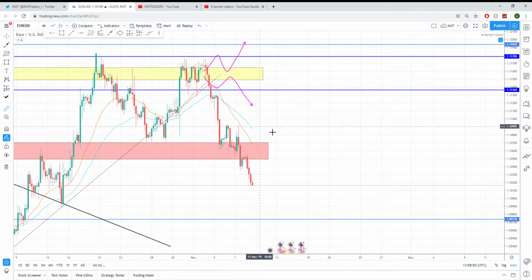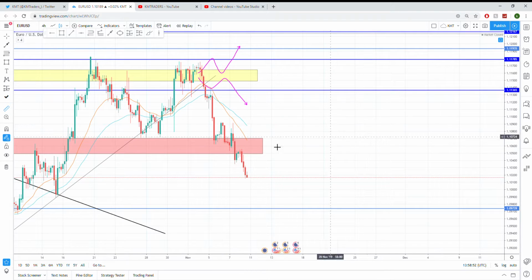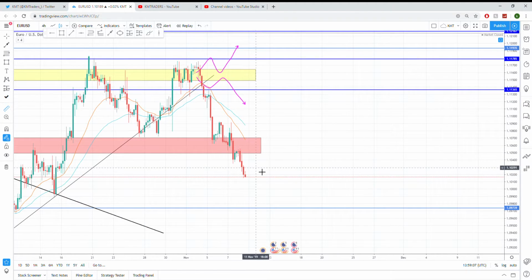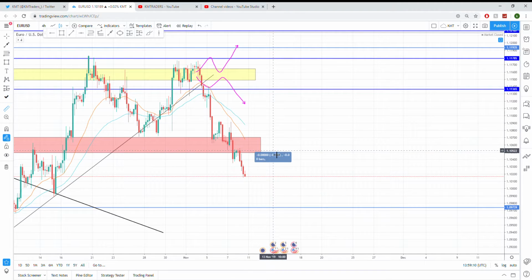But at the end of the week, we had discussed that if you missed that opportunity, there was a second opportunity if we had that rejection of this reversal zone. And as we can see, we did manage to get that. So roughly 35 or 30 odd pips to end Friday there if you managed to take that trade from our analysis.